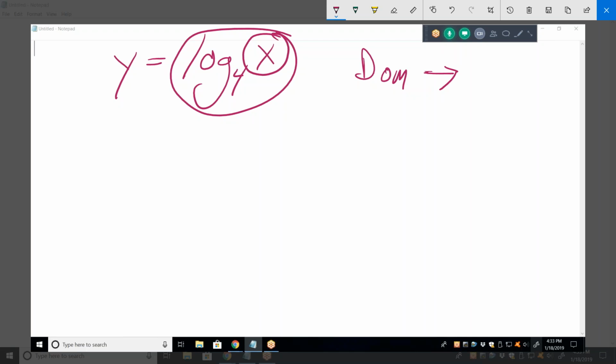I'm going to say it a third time. You can only take logs of positive numbers. You can take logs of all positive numbers. You just can't take logs of negative numbers, and you can't take logs of 0. So what does x have to be here? Has to be greater than 0.